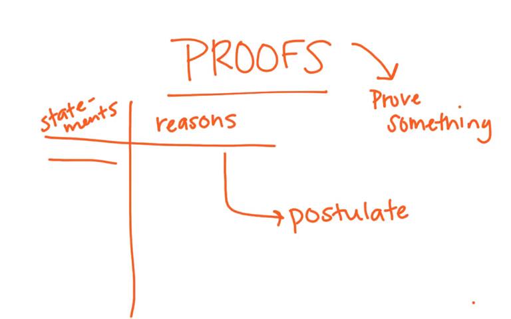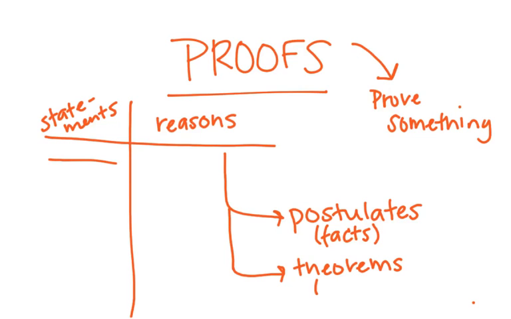Postulates are like facts that have already been proven. But you can also use theorems as reasons. And theorems are exactly as they sound. They are theories. But you can use those as backing to justify something. So that's why I like to use UNO as a starting point for proofs, because it's an introduction that shows you, each card that you lay down, why are you laying it down?